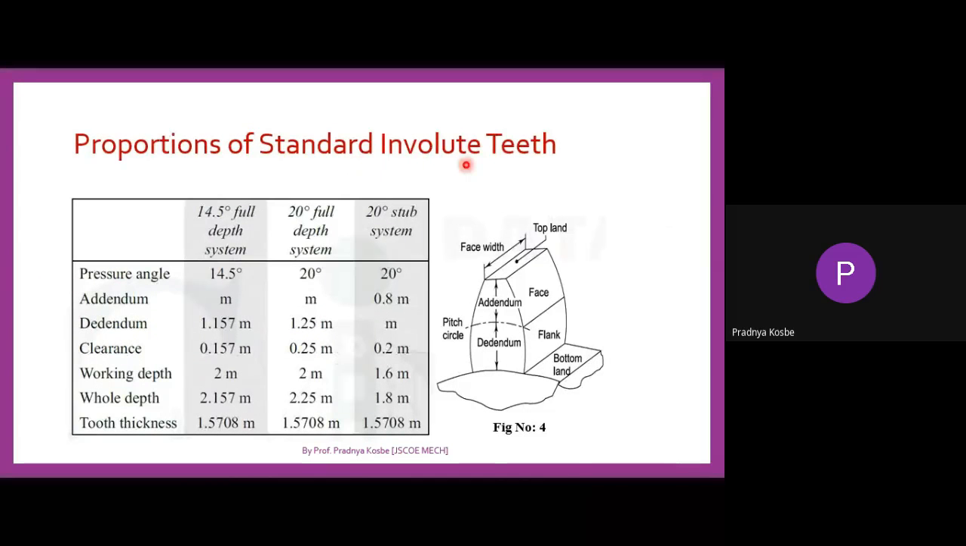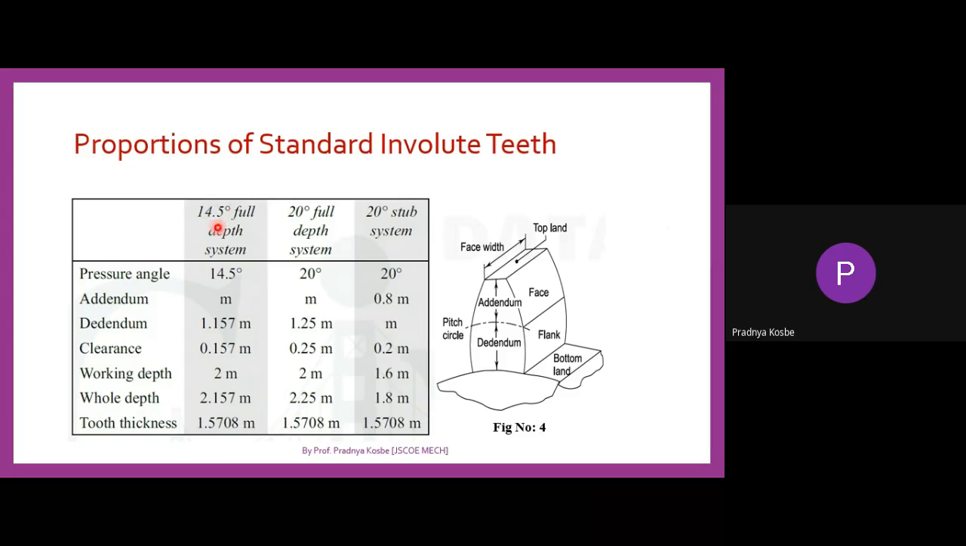Then proportions of a standard involute tooth. You can see this is the addendum height. This is the pitch circle. Below the pitch circle, the distance from the dedendum circle to the pitch circle is the dedendum height, and from the top surface to the pitch circle is the addendum height. This is the top land. This is the face width. Above the pitch circle there is a face, and there is a flank portion.